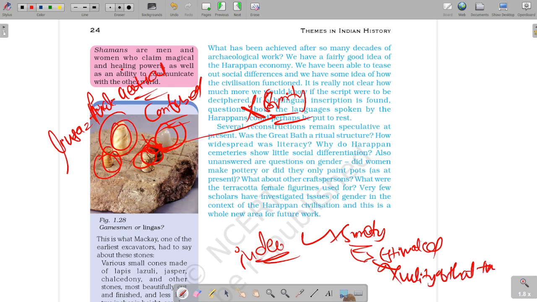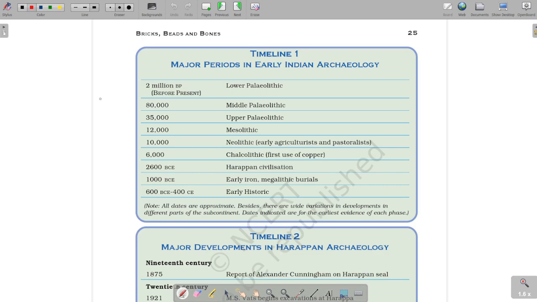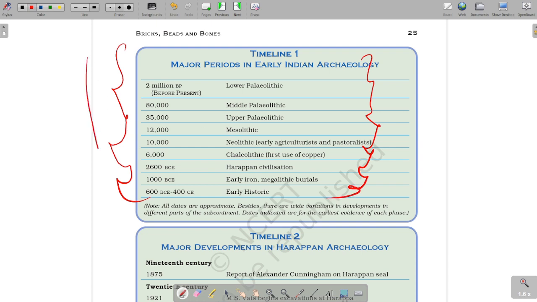So this sums up the chapter. This table is important, must have a view at it, how the chronology started from lower Paleolithic. So this sums up the chapter of Indus Valley civilization or Harappan culture.